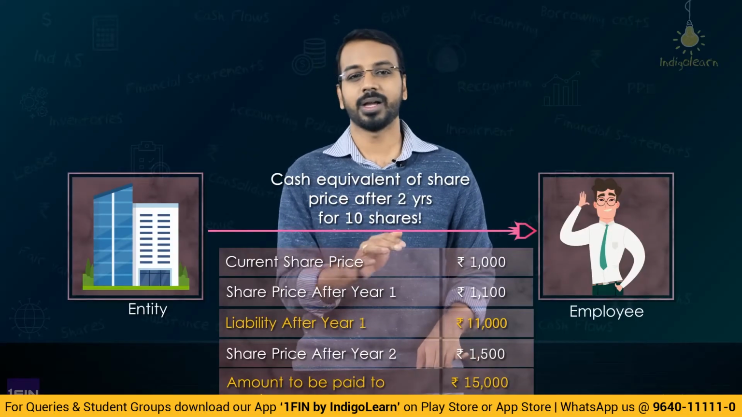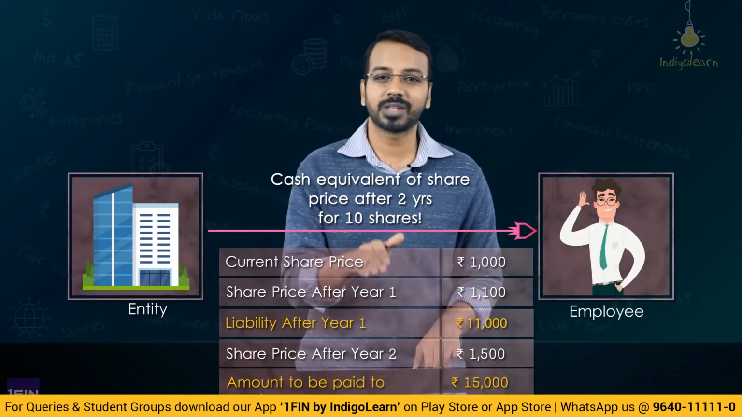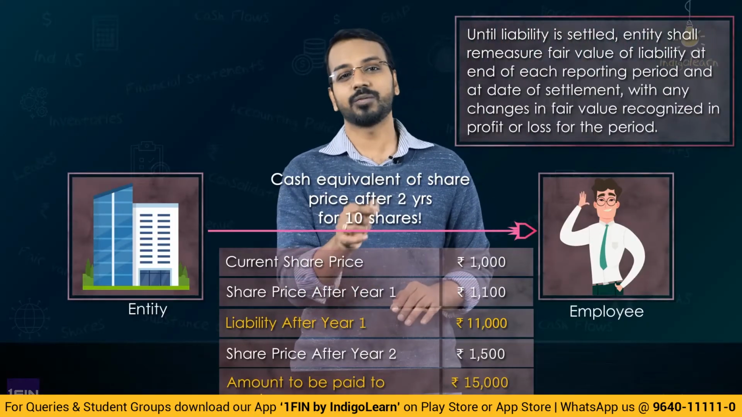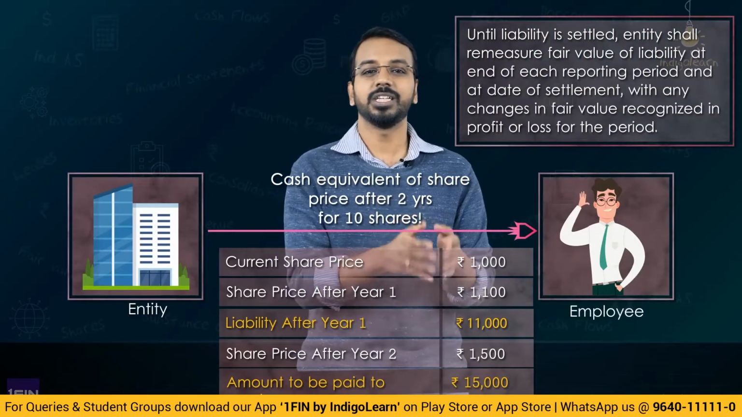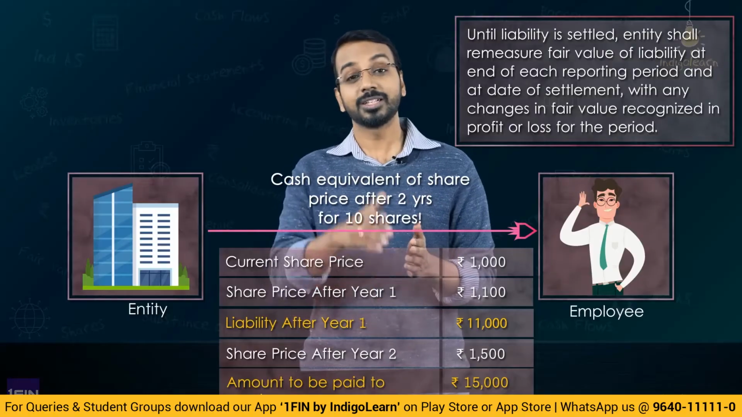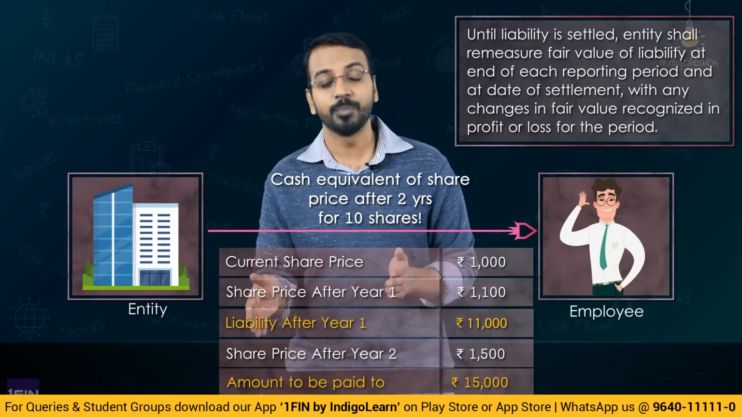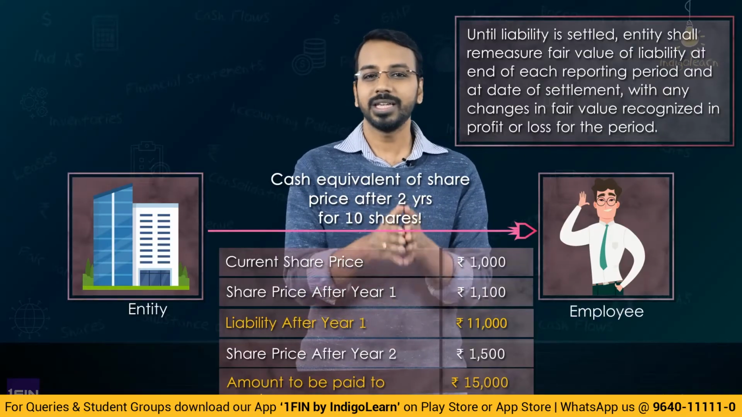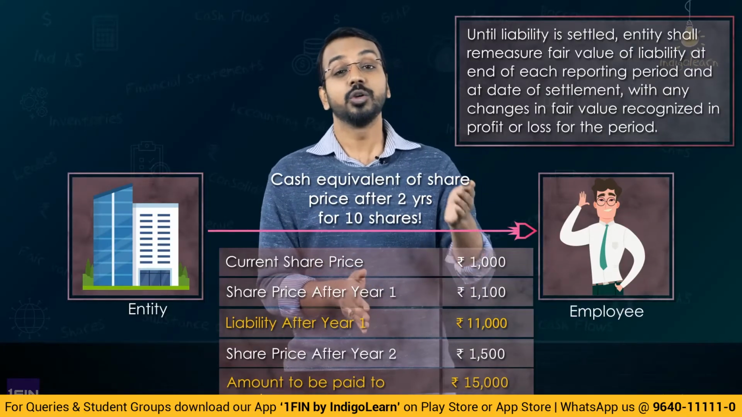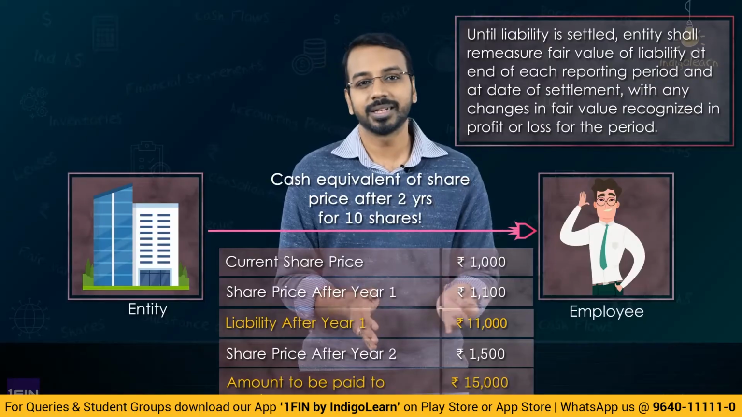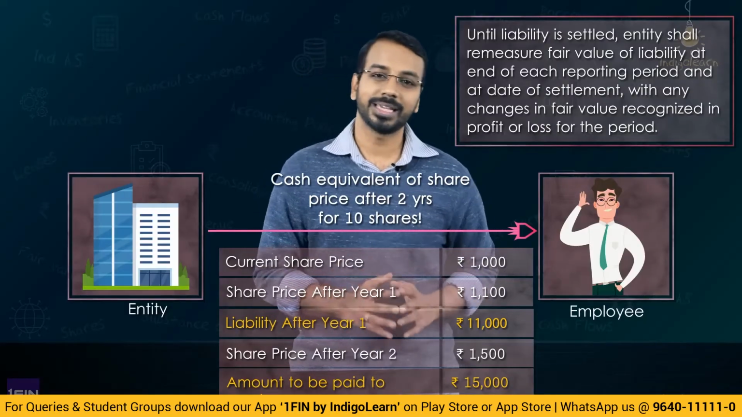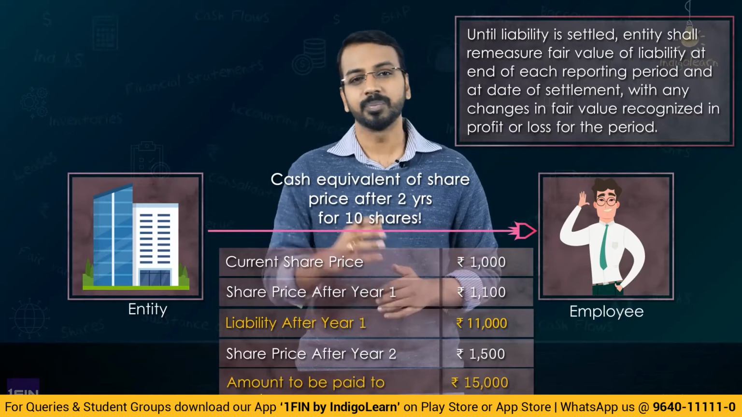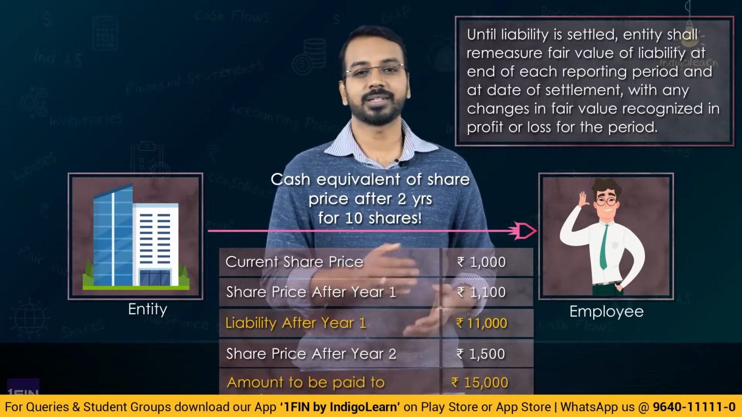And what the standard requires is, because the value of liability keeps on changing, you have to measure the fair value of the liability at the end of each reporting period. So it is not that you will consider the initial value and provide for liability. You will consider the fair value at the end of each reporting period, and you will remeasure the liability considering the latest available price information. This is one example of a cash settled transaction.